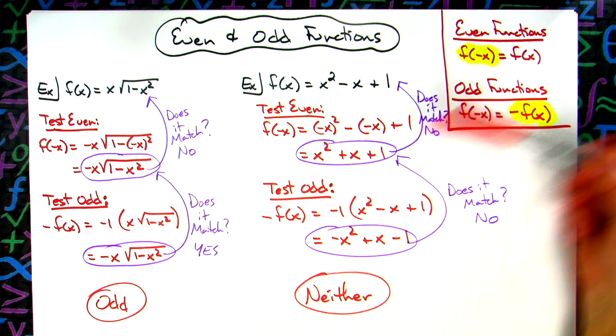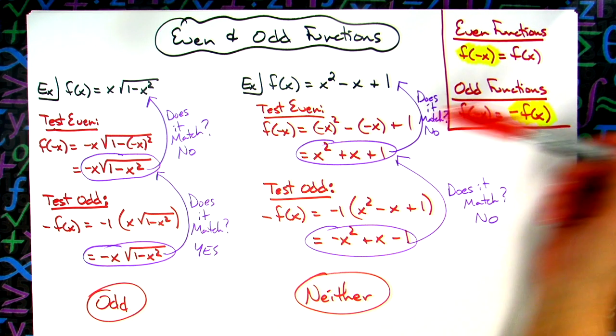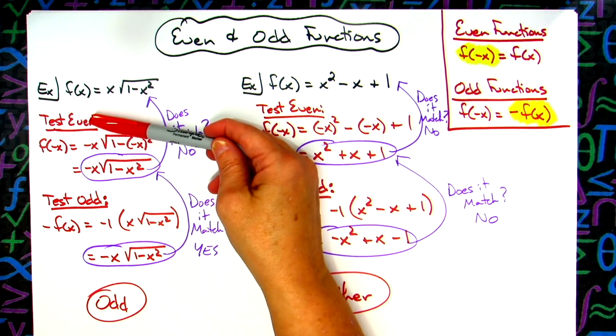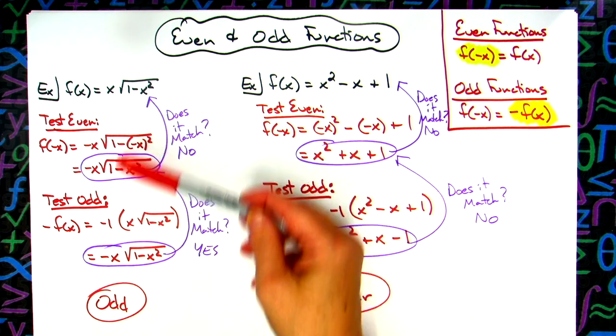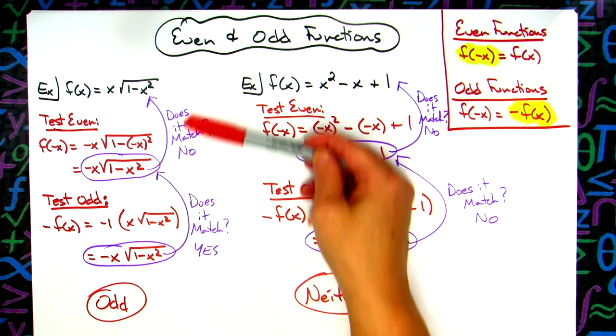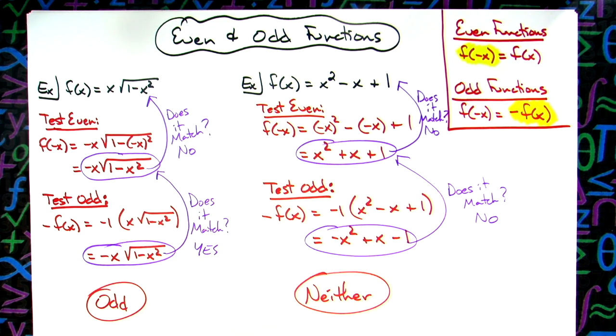If you are only going to memorize these two portions of these definitions, then you must test for even first and then test for odd second. And it's just a repeat: simplify it algebraically, and ask yourself if it matches the previous function that you have calculated.